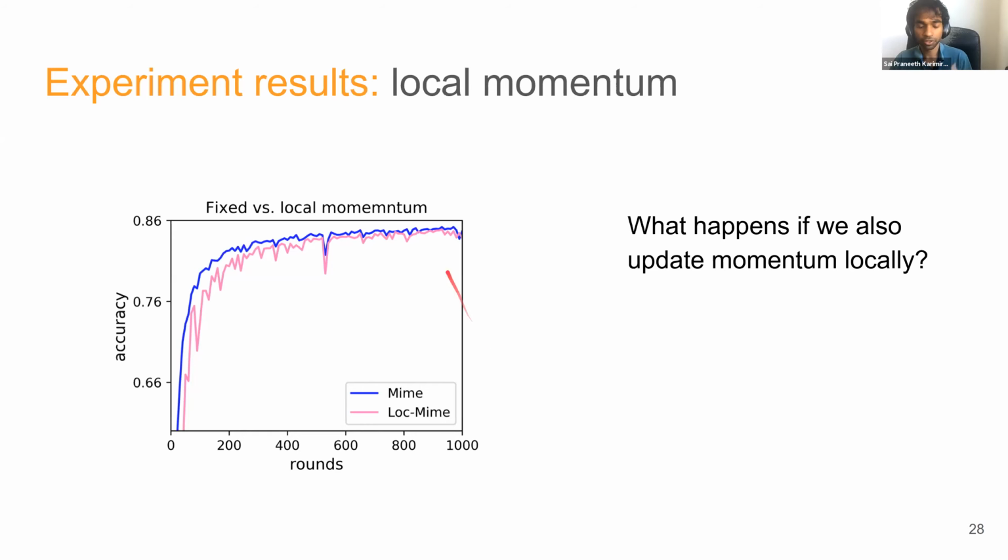So what happens if you do update the momentum locally? If you allow the client to also update the momentum. That's this pink curve here, and it's actually worse. It has much higher variance and it is slower. So this seems to confirm the intuition that it is actually better to keep the momentum fixed.